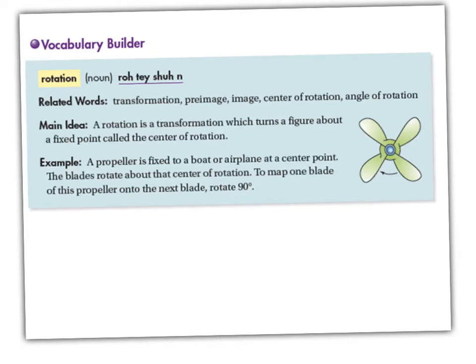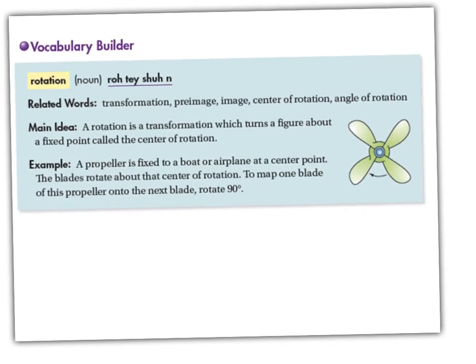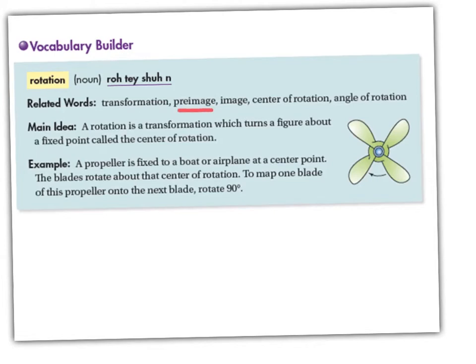So a rotation is in fact a transformation. We are going to have a pre-image and an image. We will have a center of rotation or an angle of rotation, both. A rotation is a transformation in which a figure turns about a fixed point called the center of rotation. So like in this fan, we would have this center, and then this fin will turn around that center, talking about this propeller. So one blade to the other blade is 90 degrees, so that would be a 90-degree angle of rotation.